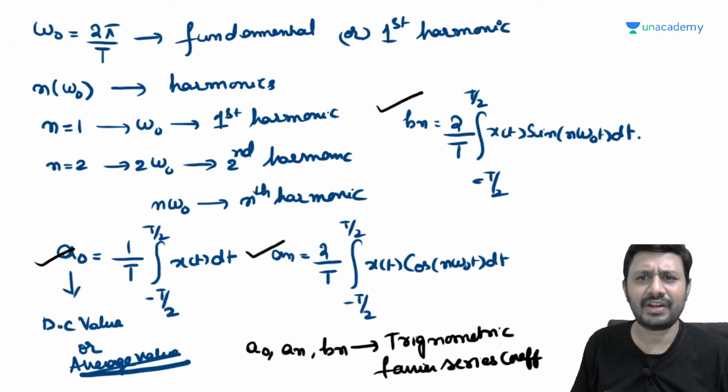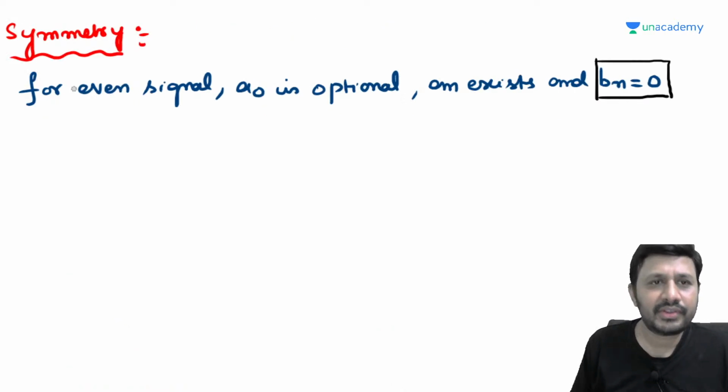You can simply verify also. Look here: Bn, why is it 0? The signal is even, sine is odd. Even into odd is odd. Minus T by 2 to T by 2 means you are calculating the area from minus T by 2 to T by 2, and the area under an odd signal will be 0. This is for an even signal.